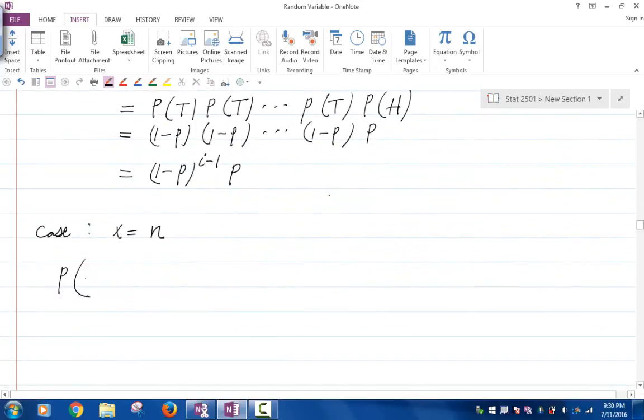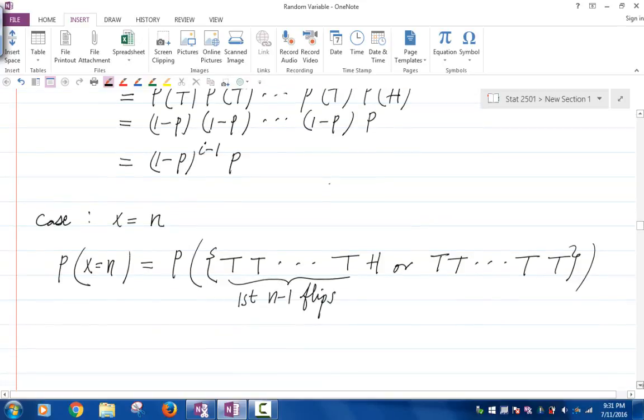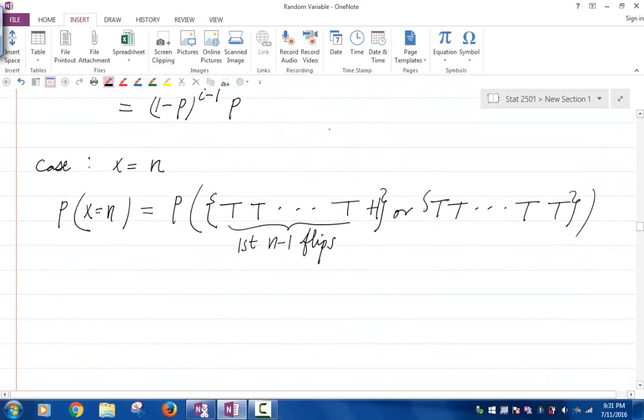then the probability that x is equal to n is the same as the probability of the event that I get tails on the first n minus 1 flips, and then I get a head on the nth flip, or I get tails on the first n minus 1 flips and a tail on the last flip as well. And well, let me write it this way, this or this.